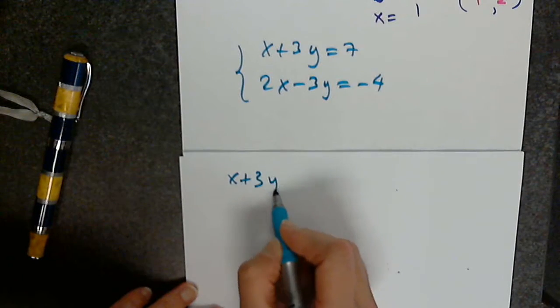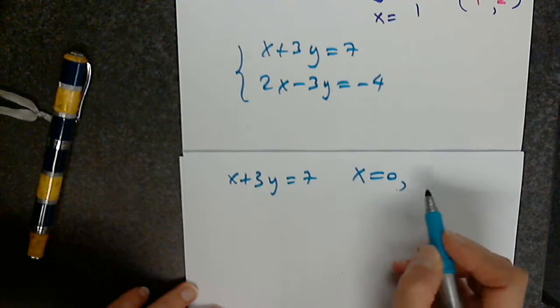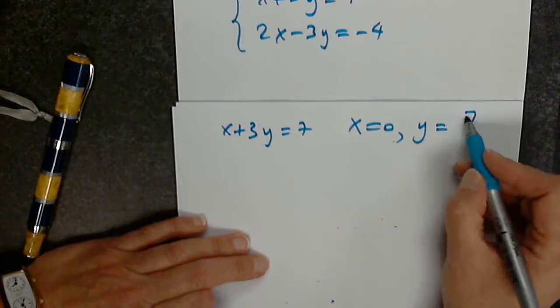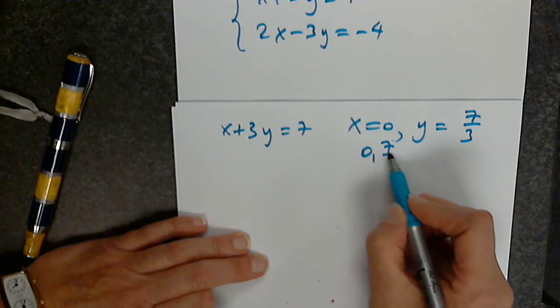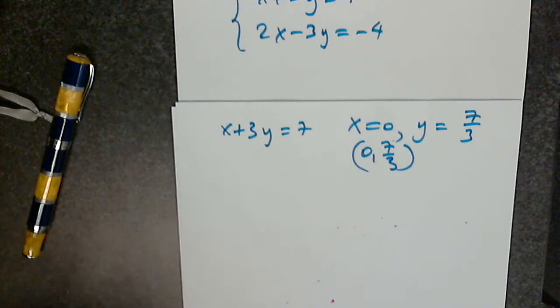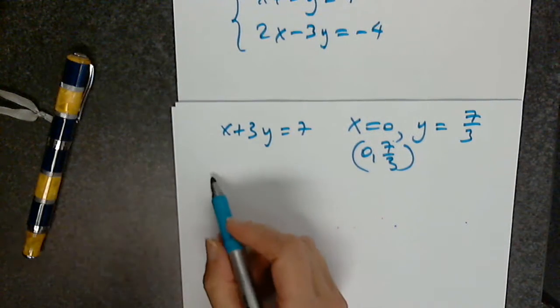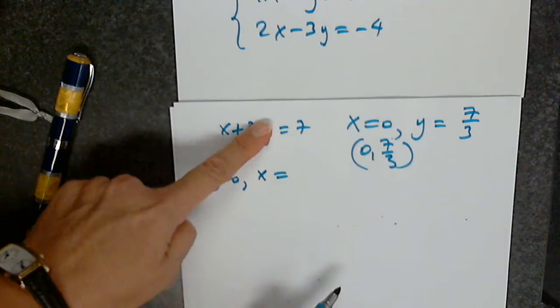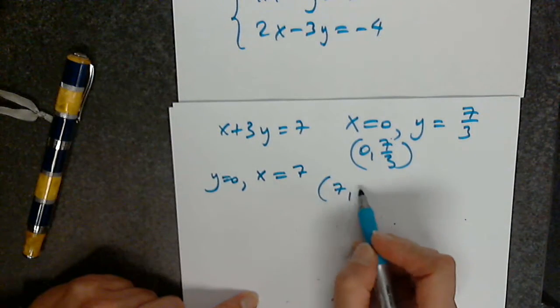So for x plus 3y equals 7, when x is 0, how much is y? 7 over 3. So then 0, 7/3. Any questions? So finally, when y is 0, x is 7. So 7 comma 0.